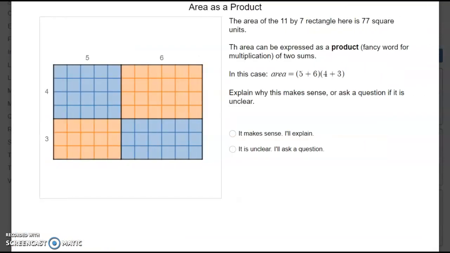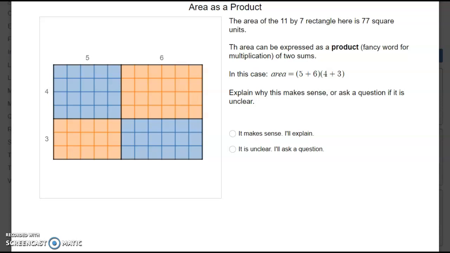Okay, so then let's move on to the next one. The area of the 11 by 7 rectangle here is 77 square units. The area can be expressed as a product, fancy word for multiplication, of two sums. In this case, area is 5 plus 6, okay, times 4 plus 3.